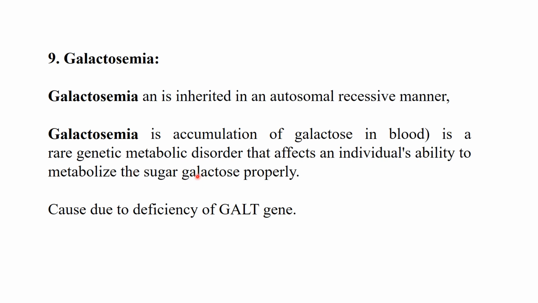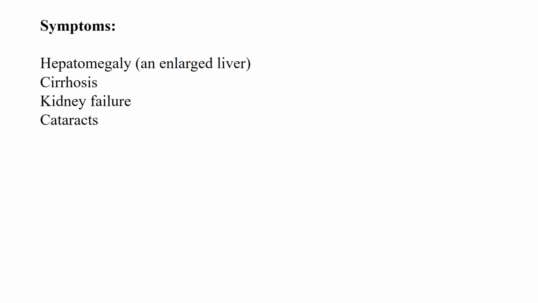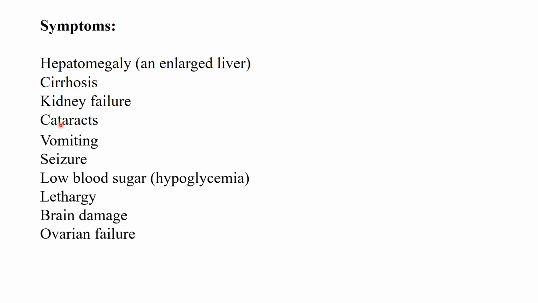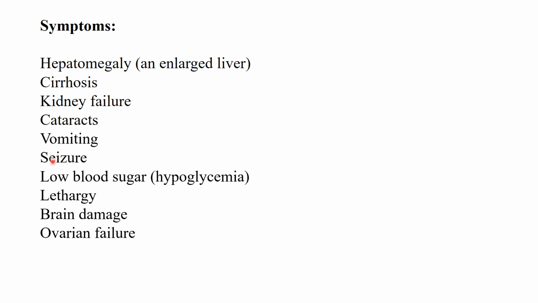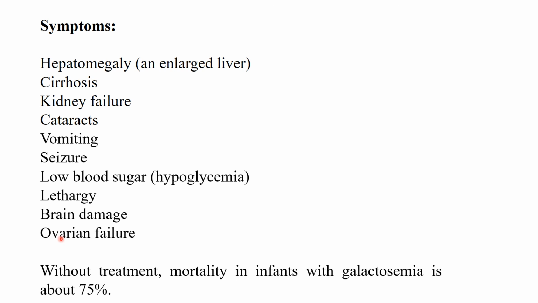That condition is called galactosemia. It is caused by deficiency of the GALT gene. The cause of galactosemia is deficiency of the GALT gene. Symptoms: hepatomegaly, an enlarged liver, cirrhosis, kidney failure, cataracts, vomiting, seizure, low blood sugar, hypoglycemia, lethargy, brain damage, and ovarian failure. Without treatment, mortality in infants with galactosemia is about 75%.